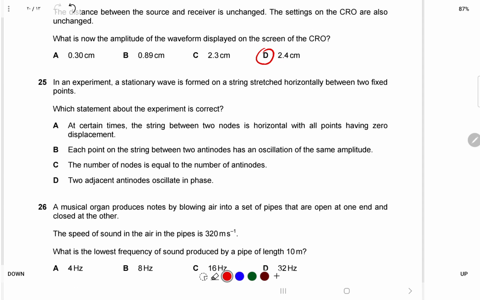Number 25. In an experiment, a stationary wave is formed on a string stretched horizontally between two fixed points. So here you have two fixed points, and here you have the string. The string oscillates between these 2 points. Which statement about the experiment is correct? At certain times, the string between the two nodes is horizontal, with all points having zero displacement. Now, here it oscillates this way, up and down, but at certain times it will be horizontal. So option A is directly correct.